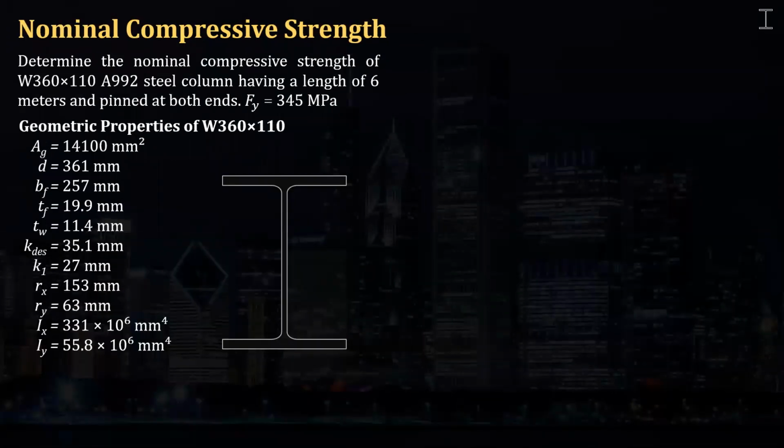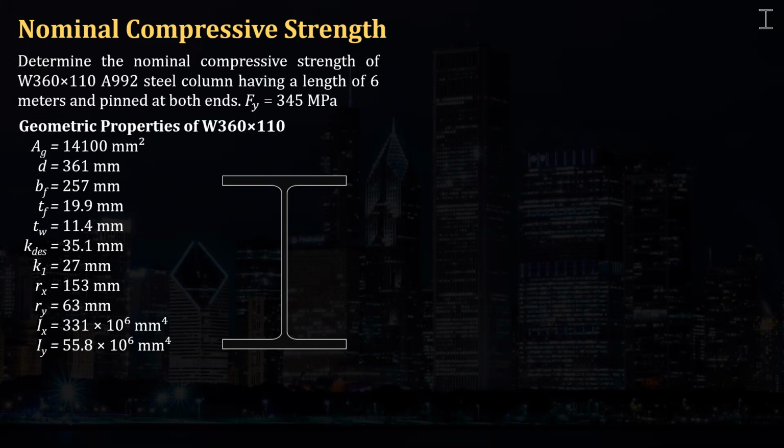Okay, so here's the question. Determine the nominal compressive strength of a W360 by 110 A992 steel column having a length of 6 meters and pinned at both ends. The minimum yield stress is 345 megapascal. So these are the geometric properties of the W shape given, and this is the shape. So how to solve for the nominal compressive strength? I'll be discussing how to solve it in detail.